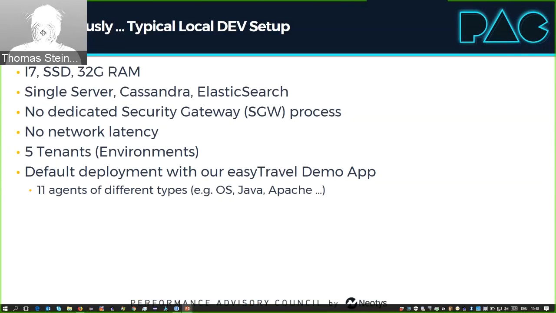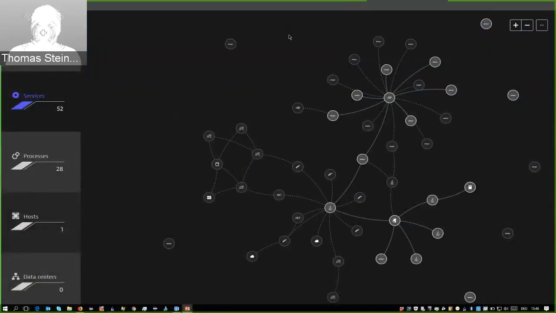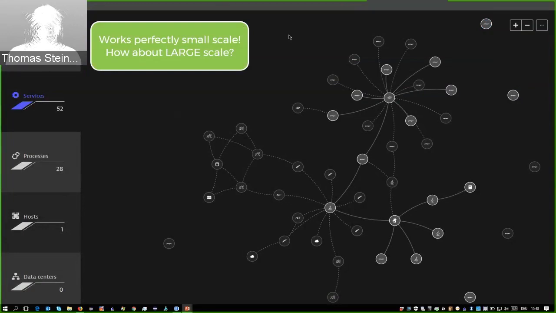So an OS agent sending host metrics, a Java agent, and an Apache agent sending process-specific metrics. So locally, if you open Smartscape, it looks a bit different, right? What we have seen before, a single host, a few processes, services, and a few nodes, everything is fine locally. So small scale, perfectly fine, right? If the team is adding something to the Smartscape UI here, usually locally everything is fine.